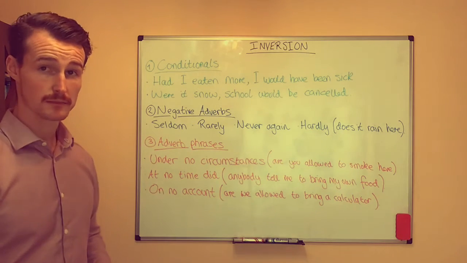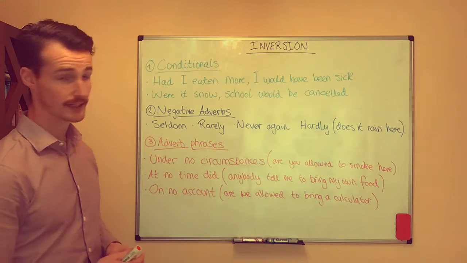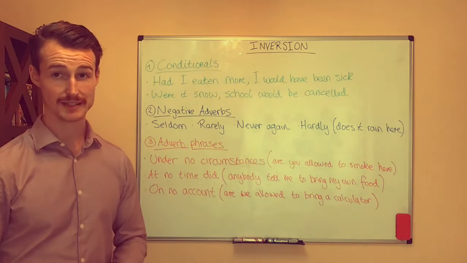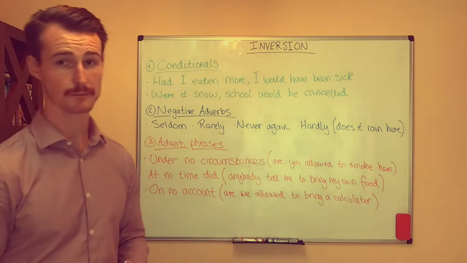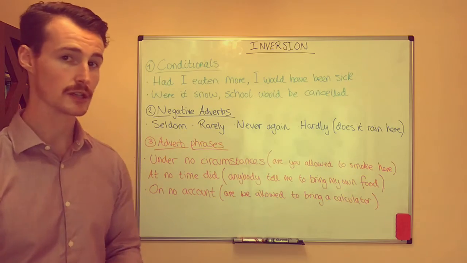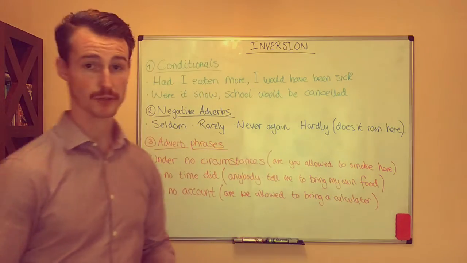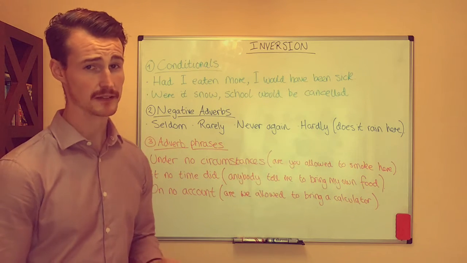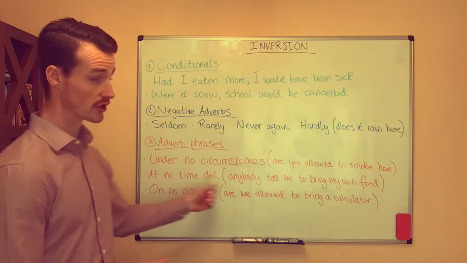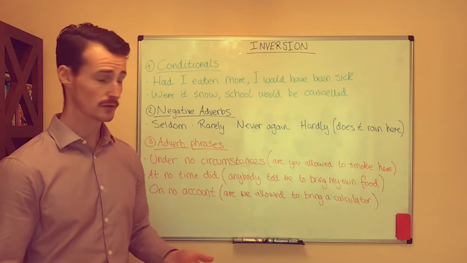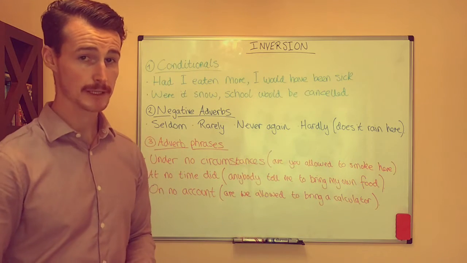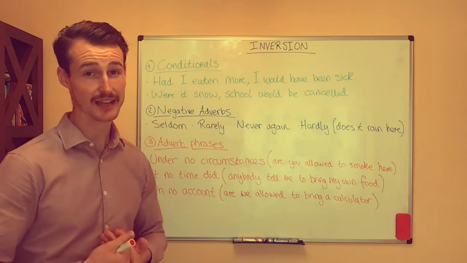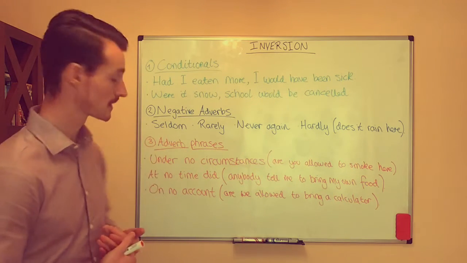The third time or occasion we would use an inversion is for adverb phrases. Under no circumstances are you allowed to smoke here. What is the thing we're not allowed to do? Smoke. You are not allowed to smoke here, but we're making sure that the person understands this rule. So we're saying under no circumstances. Of course, we could just say you are not allowed to smoke here, but it's not enough. We want the person to really understand the gravity of the situation.